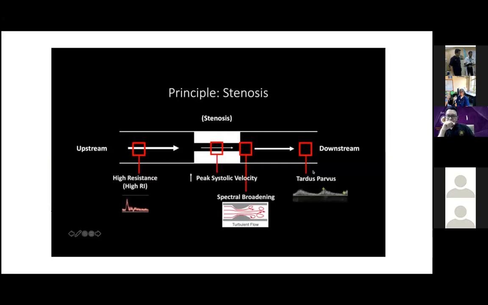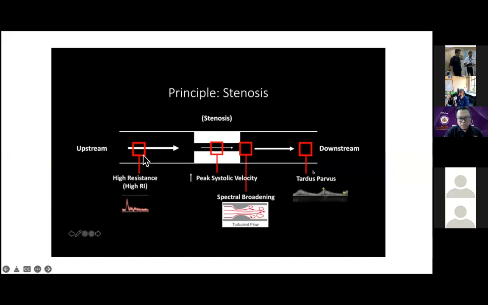Before we measure, I think this is a very important slide to talk about the stenosis, the principle of stenosis. When you find the narrow lumen or stenosis, like I mentioned earlier, you need to measure at the stenosis and distal to the stenosis. You know why? Because this diagram illustrates it very well. If the stenosis is around here, this is upstream and this is downstream, basically the proximal and distal.